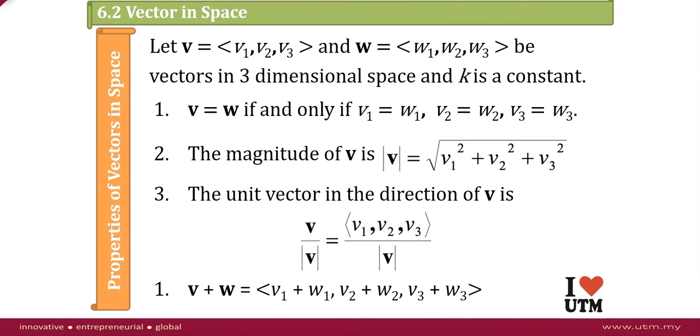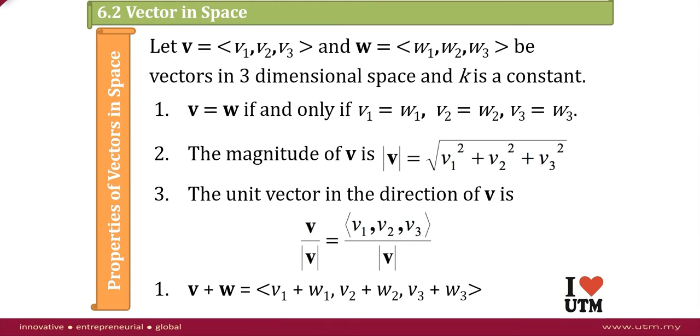Okay, so we continue our class with vectors in space. Basically, vectors in space, as you can see, when we say space, we mean three-dimensional space. So you will have three coordinates for the vector. If, let's say, we have vectors v and w, and the coordinates for vector v are v1, v2, v3, and w is equal to w1, w2, and w3, you will learn about the properties of vectors in space.